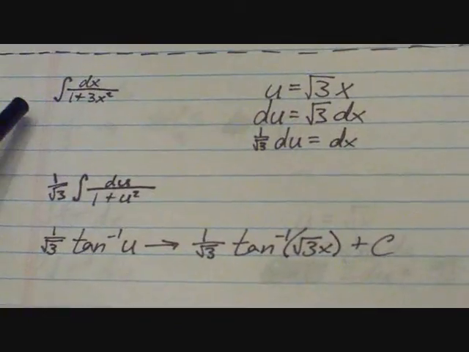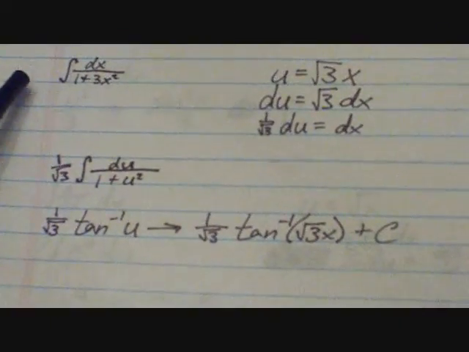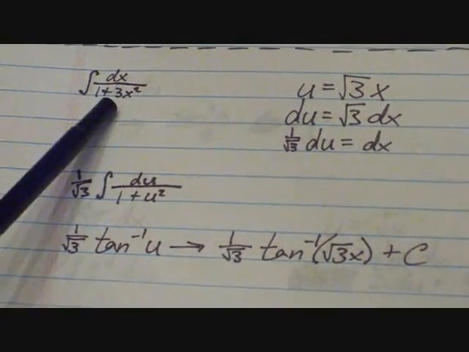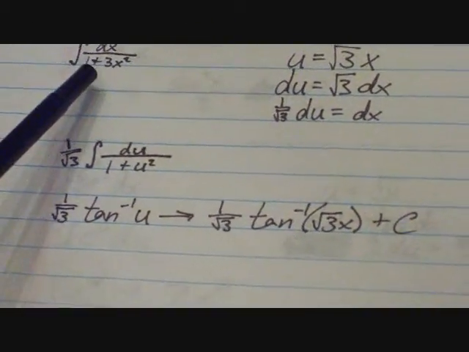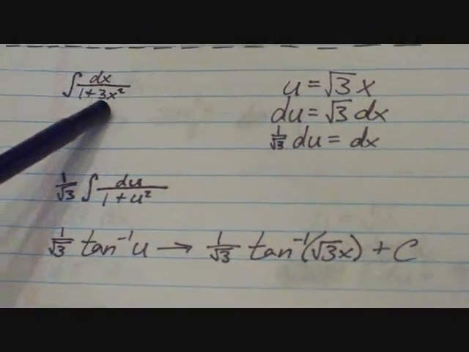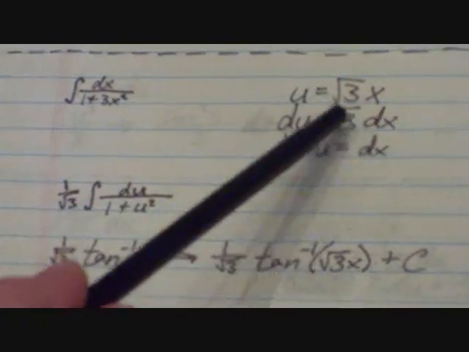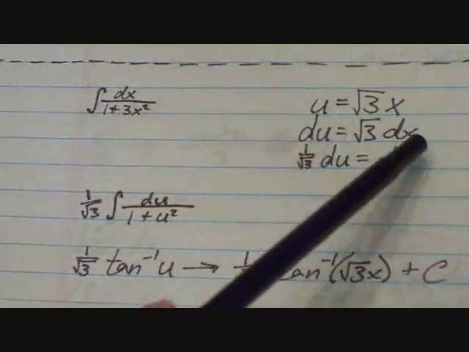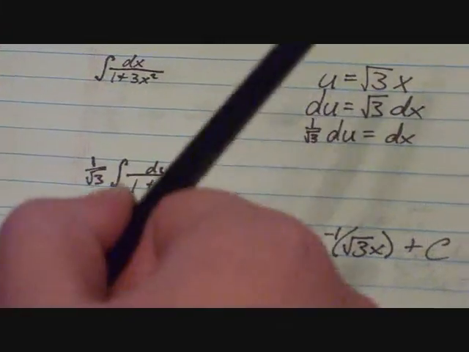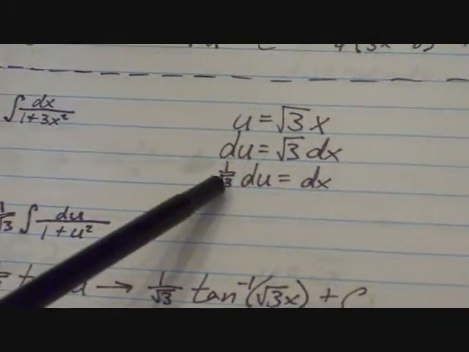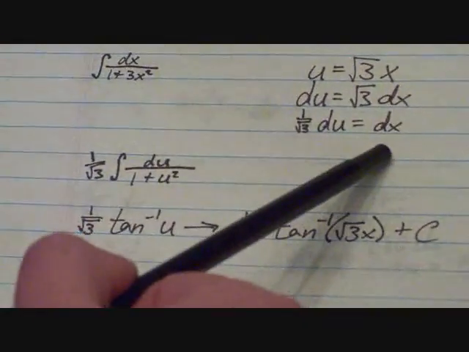Alright, for example 5, we had to take the integral of dx over 1 plus 3x squared. Here we see the possibility of the derivative of inverse tangent being here. So we take the square root of 3 times x to be u, since that squared would give us u squared. Taking the derivative of that, we get the square root of 3 dx, which becomes 1 over the square root of 3 du equals dx.